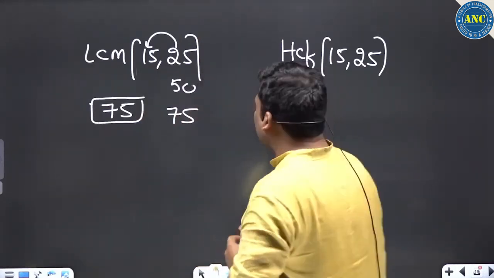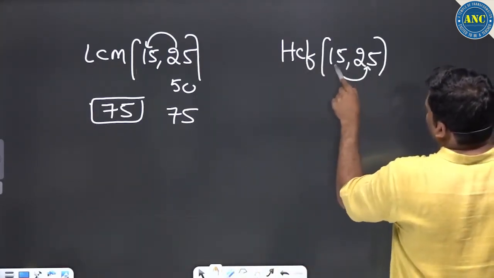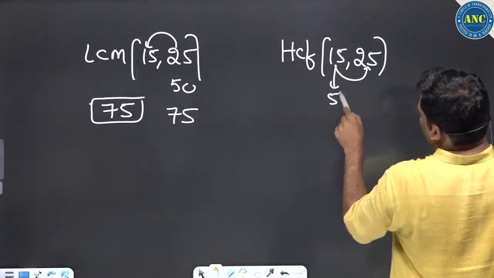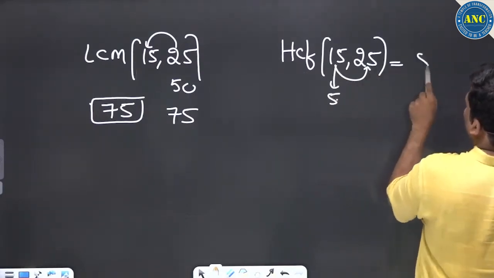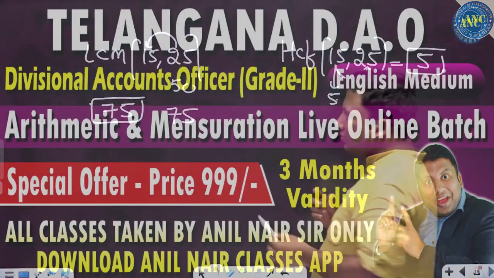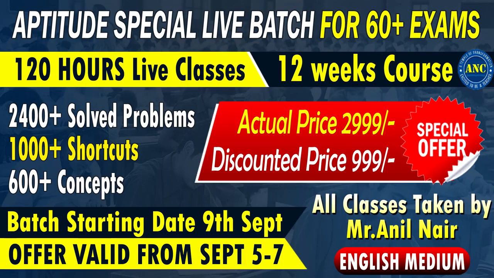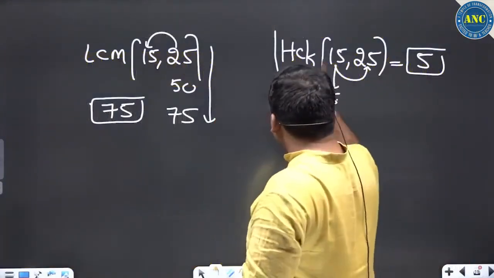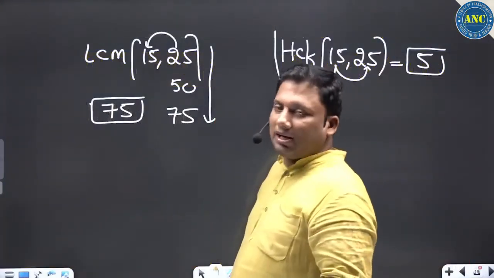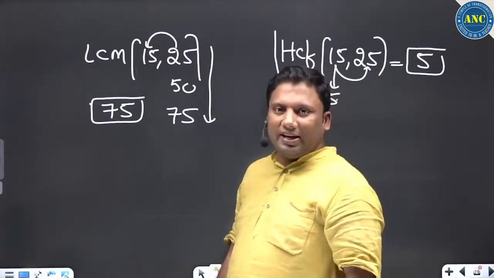HCF of 15, 25: does 15 divide 25? No. Factor of 15, 5. Does 5 divide 25? Yes. Answer is 5. Largest number multiples I am taking, smallest number factors I am taking. I hope the idea is clear.